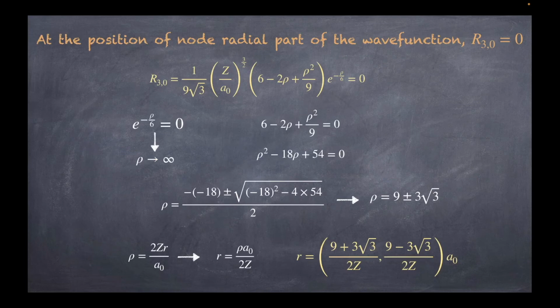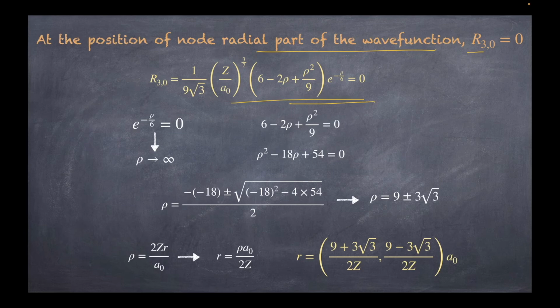Now let's calculate the position of the radial nodes. As we have seen in the previous slides, at the position of a radial node, the radial part of the wave function, that means the capital R, equals 0. Now the expression of capital R for the 3s orbital is given here, given in the question. So this is equal to 0.